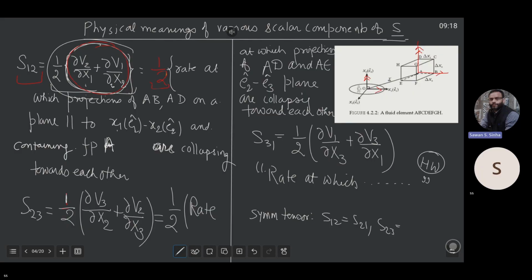So I have given 6 physical meanings for 6 different components of the strain rate tensor so far: S11, S22, S33, S12, S23, S31. But the strain rate tensor has 9 components. Do I need to look for more physical meanings for the other components? No. Why? Because it's a symmetric tensor. So S12 is anyway S21, S23 is S32, and S13 is S31. Whatever physical meaning is there for S12, it is the same for S21.